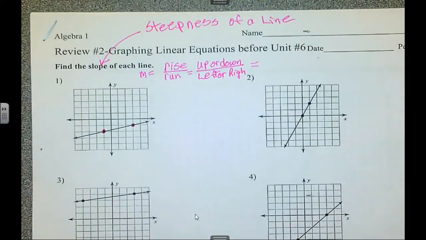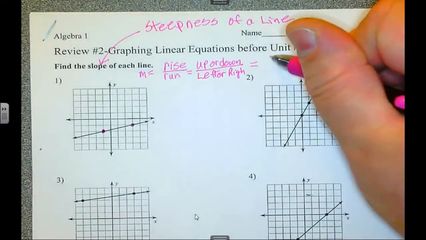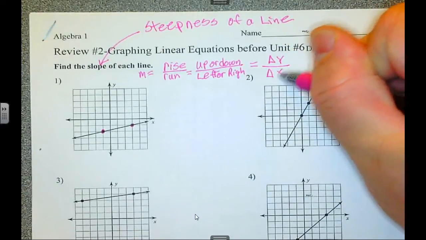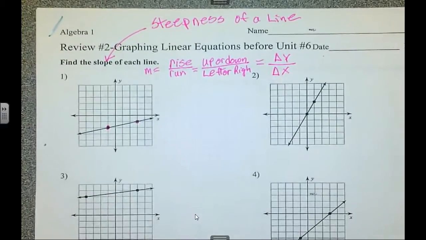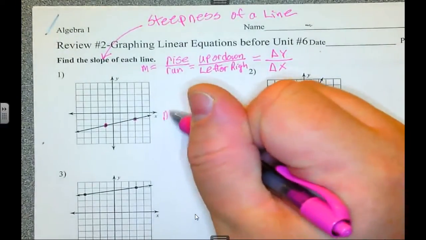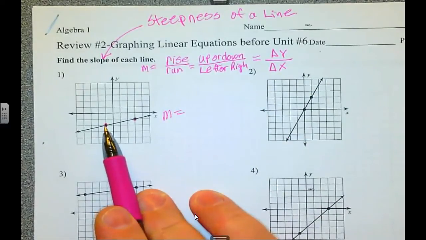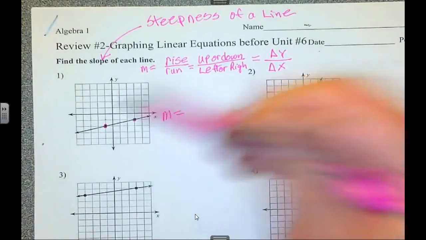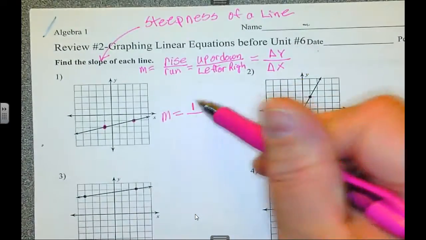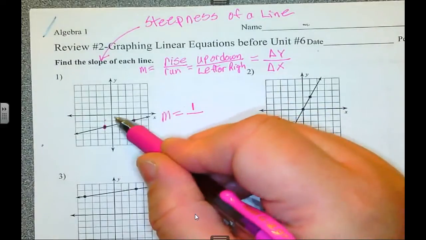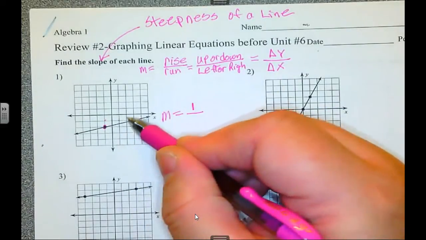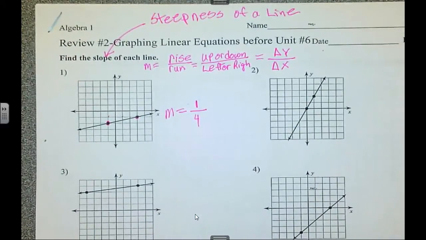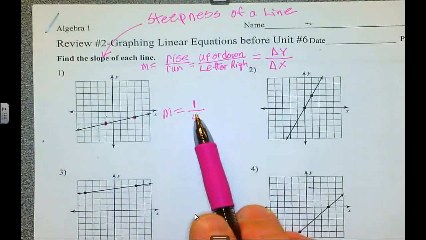And algebraically or technically, the math term is the change of y, or delta y over delta x. Those are just Greek symbols. So I'm just going to count. How do I get from one point to the other? And it doesn't matter which way you go. So I'm going to go up 1, positive 1, and I'm going to go to the right, 1, 2, 3, 4. So my slope is 1/4. Positive slope because my line's going up. Positive slope.